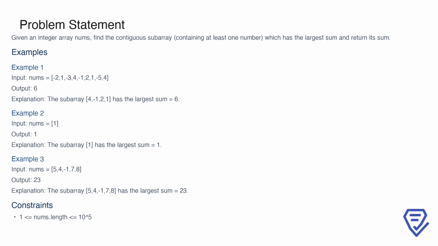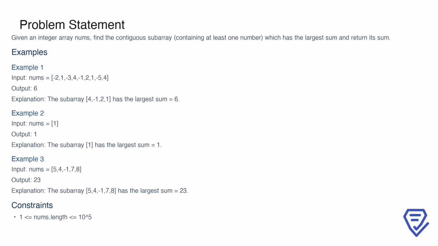Now let's look at the examples provided. In example 1, you have the array -2, 1, -3, 4, -1, 2, 1, -5, 4. The largest contiguous subarray sum is from the subarray 4, -1, 2, 1, which adds up to a sum of 6. This means the function should return 6 for this input. In example 2, the array is just 1. Here, the only contiguous subarray possible is the entire array itself, so the output is 1.